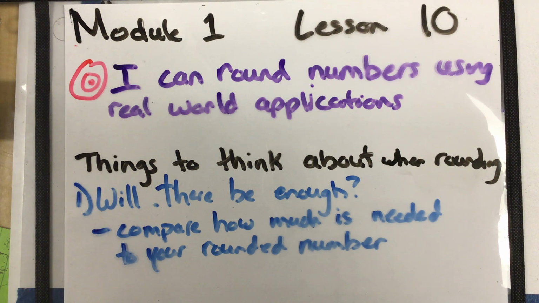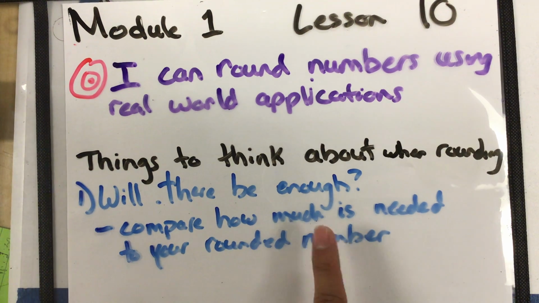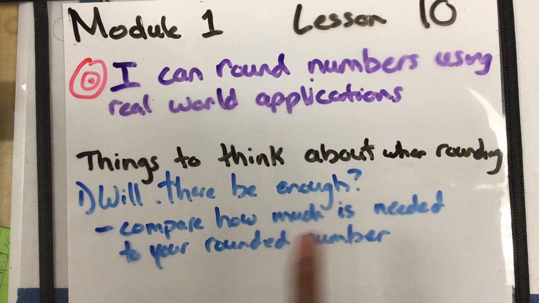Now, the thing to think about throughout this lesson is, will there be enough? So you want to think about how much is needed based on your question and compare it to your rounded number. Just think, if you need a certain amount of something and you round it, is it better to have more of it or less? Okay? So before we even do that, we're going to start to think.